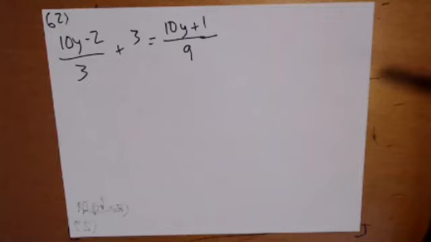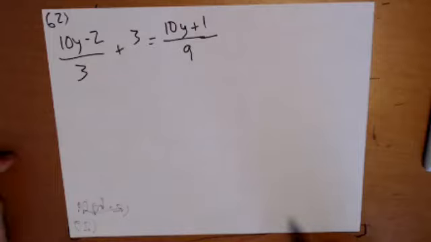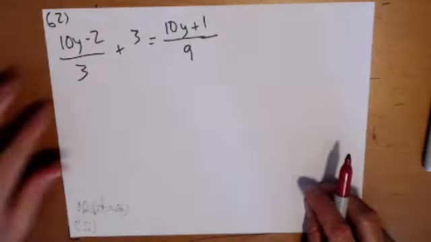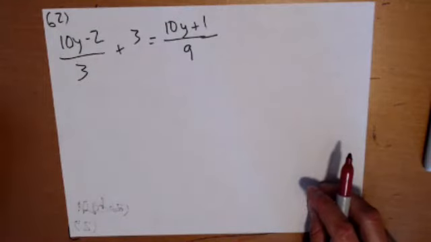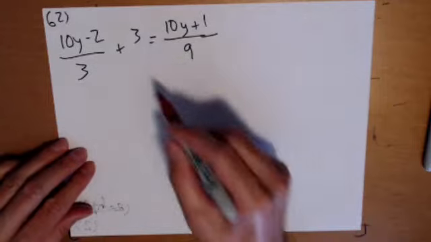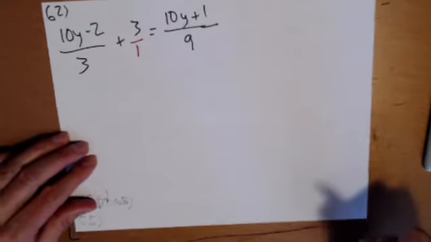Hey folks, problem number 62. So notice what's happening. We have a fraction, not a fraction, and a fraction. So if everyone's a fraction, we could do that one trick I like, where if the bottoms are all the same, we get rid of them. So this 3 that's not a fraction, if we put a 1 underneath it, now it is a fraction.